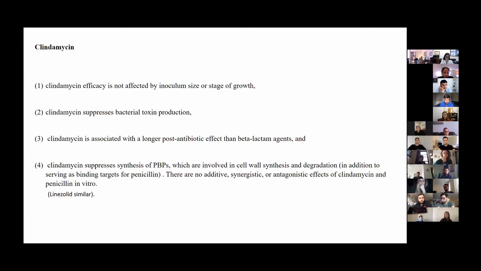So there are a couple of mechanisms, ways in which it helps, and linezolid has a similar mechanism, so it can be used if for whatever reason you can't use clindamycin. So just keep that in mind. Okay.